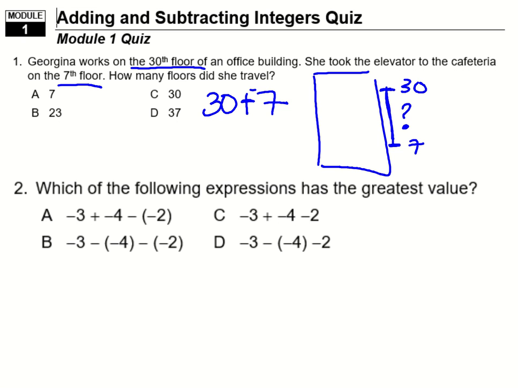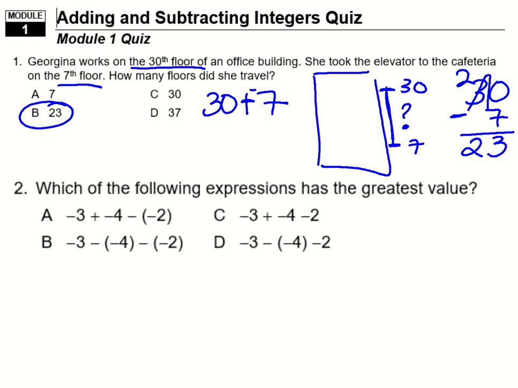Keep, change, change. Two things have to change. So we are going to subtract. I'm not changing my problem. I'm just setting up the standard version that you learned. We're going to borrow, and then we get 23. So that's why the answer was B.